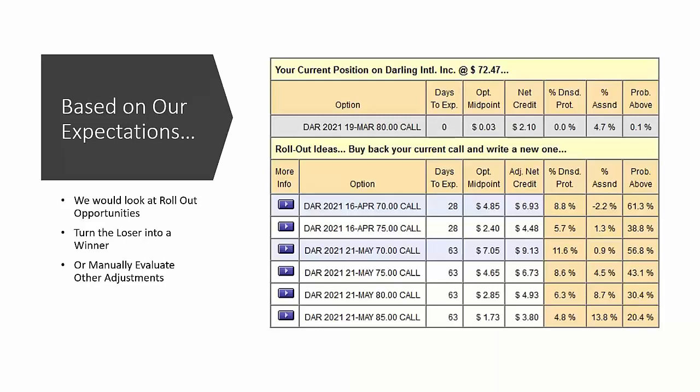We'll talk about that more in a moment, but I'm going to reevaluate the stock as if I was looking at it brand new. What do I think is possible with this stock position? What are my expectations going forward? Would I open this position today as a new bullish strategy? I want to walk through that, then evaluate the rollout opportunities, see if there's any way that I can turn this loss of 5.2% into a winner. And we do see some opportunities here, but they come with slight caveats as well. Of course, I could also manually evaluate adjustments, and we're going to walk through that also as well.